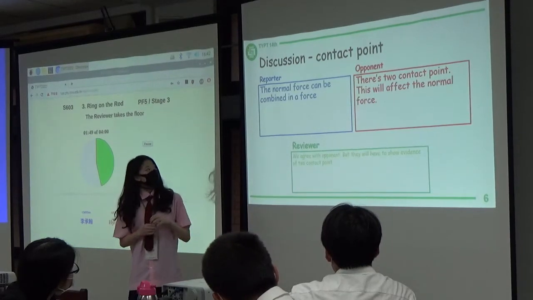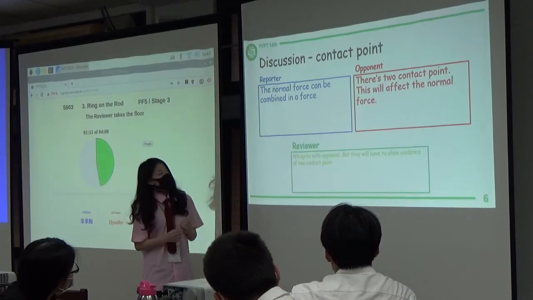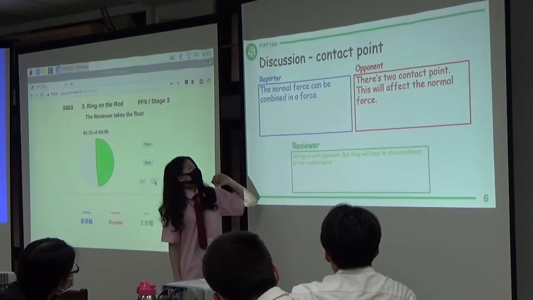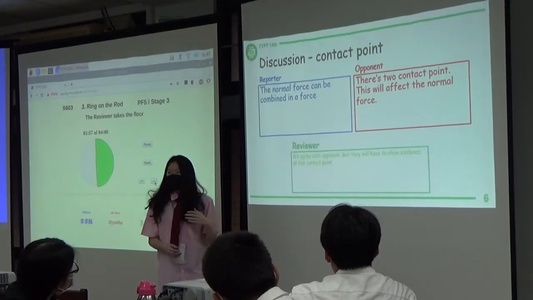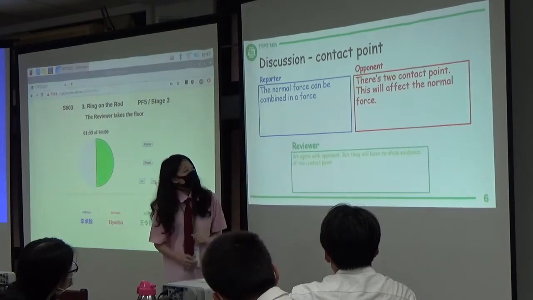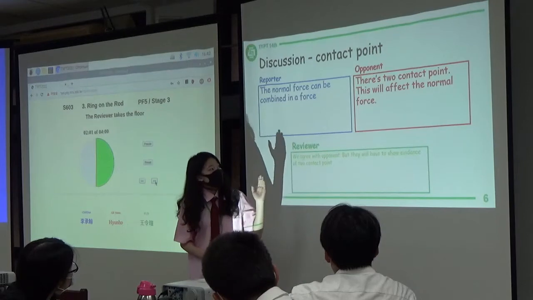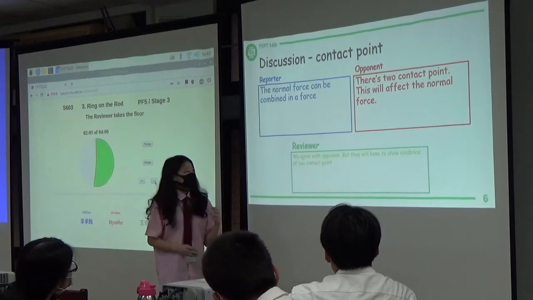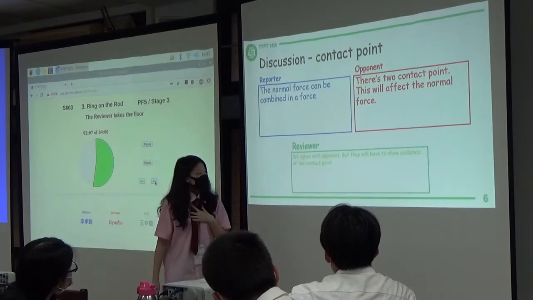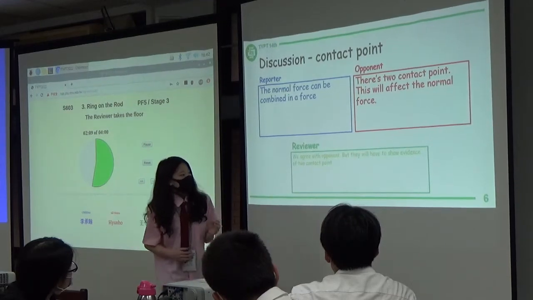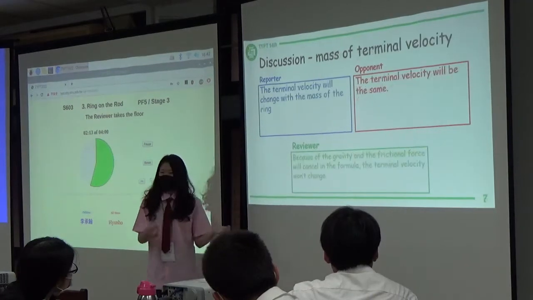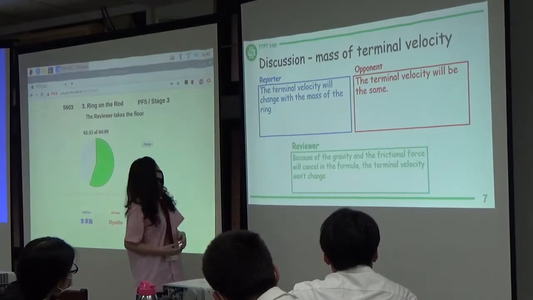Okay, and the next question is about the contact point. The reporter says the normal force can be combined into a single force, so that's considered for the contact points. The opponent says there are two contact points, and this will affect the normal force. The reviewer thinks we agree with the opponent, but they will have to show evidence of the two contact points and how the two contact points work.